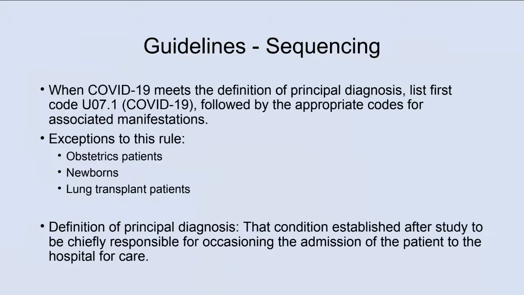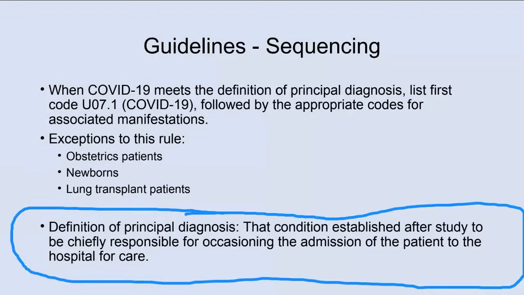So there are a lot of guidelines about sequencing. When COVID-19 meets the definition of principal diagnosis, list first U07.1, followed by the appropriate codes for associated manifestations. So what does it mean to meet the definition of principal diagnosis? Well, it means the condition established after study to be chiefly responsible for occasioning the admission of the patient to the hospital for care.